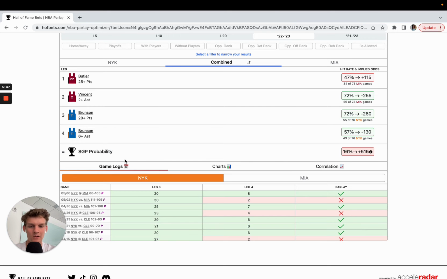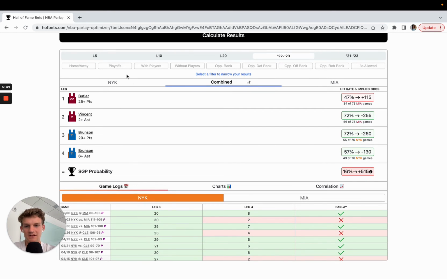But let's just go back to game logs here, and let's start to apply some of these more unique filters that we mentioned and alluded to earlier in the video.